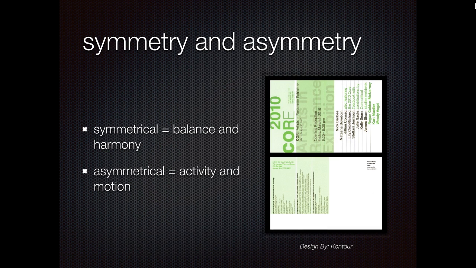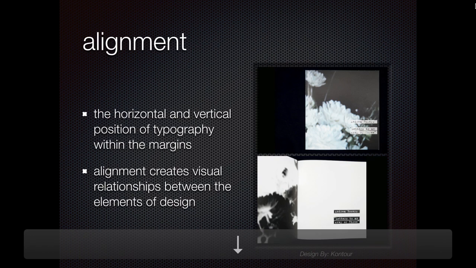Symmetry and asymmetry, you probably thought about this from compositional techniques. Same thing happens in type. Is there symmetrical text? Is it balanced? Is it harmonious? Right? Is it asymmetrical? Does that provide some kind of motion through the design and that sort of thing? If you're doing a poster, maybe you're looking for something asymmetrical. If you're doing a paper, a history paper or something, maybe you're looking for something symmetrical. So you want to think about what the final product is.